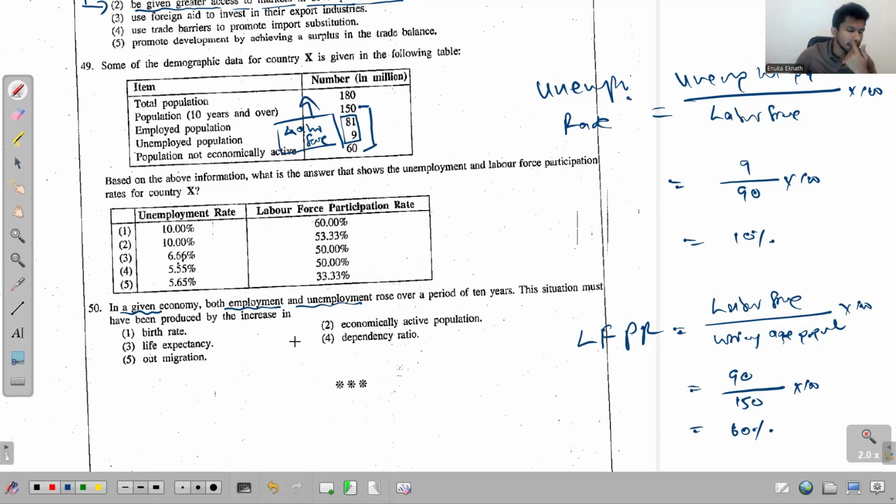Since labor force is not among the options, we choose economically active population. Right, labor force is the economically active population. Both are the same. For this question number 50, second is the answer.